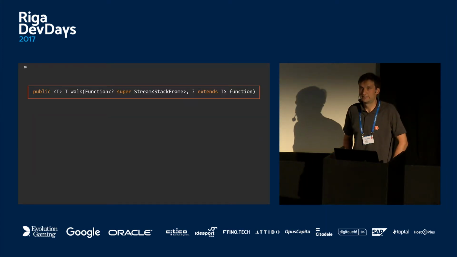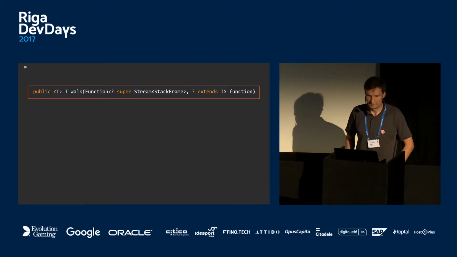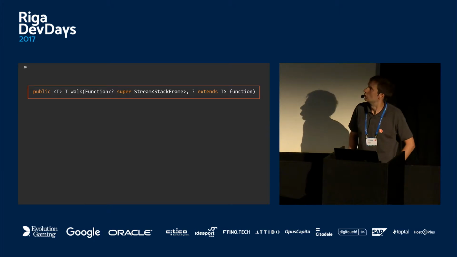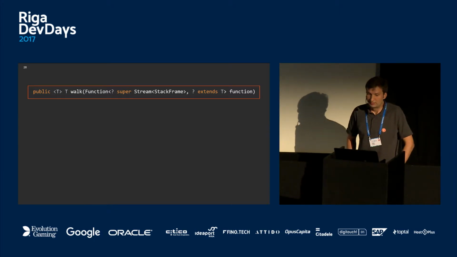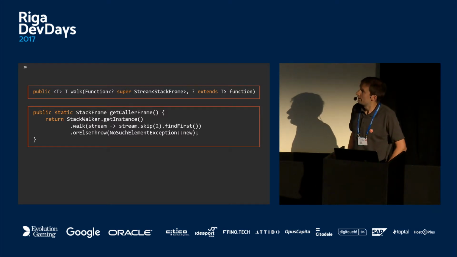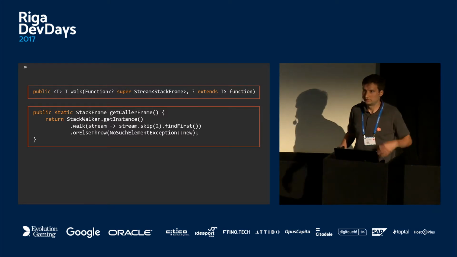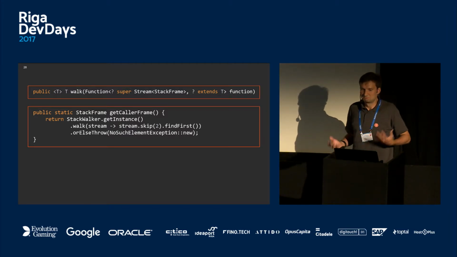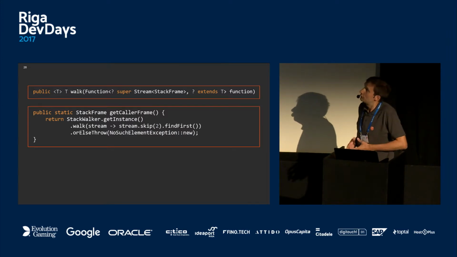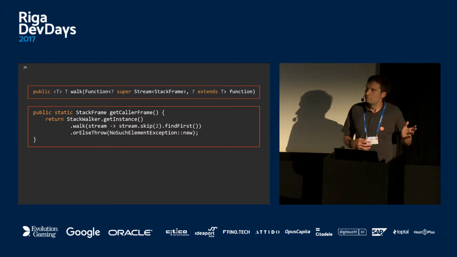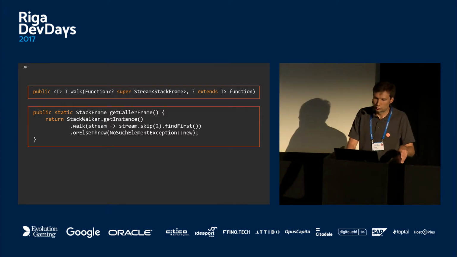And here is the central method of this new API. A scary signature, right? With lots of generics. But it's rather easy to use. Inside the walk method, there is a stream, and this is just a regular stream of stack frames, and you may do whatever you want with it. Skip frames, filter them, map, and whatever else you can do with a regular stream.